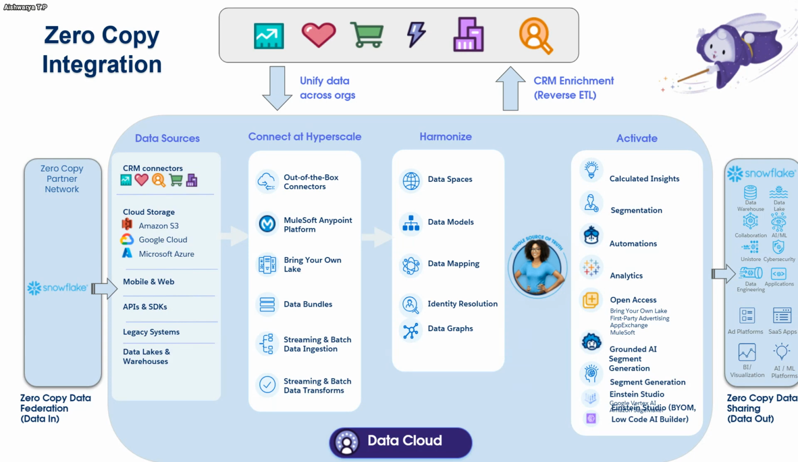So as you can see on top, we can get data from Sales Cloud, Service Cloud, Commerce, Lightning, Marketing Cloud, and then along with the Snowflake data, you can unify those data together. And then if you want, you can enrich the output on your CRM. And maybe if you want to bring that data on Marketing Cloud, again, you can do that as well.